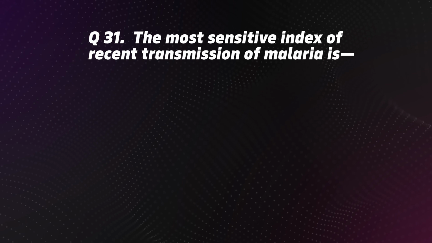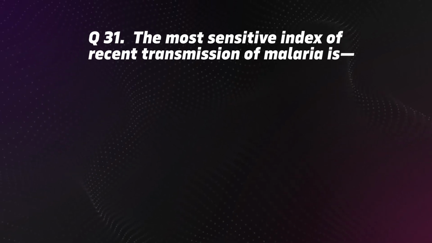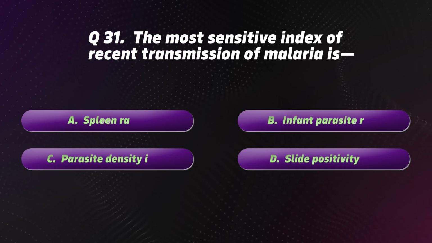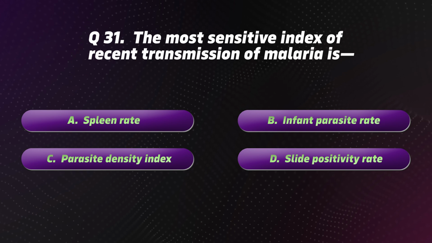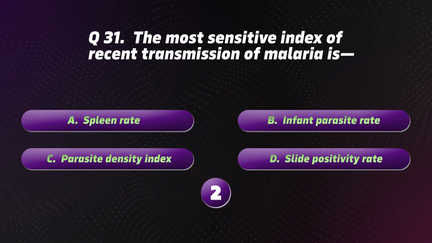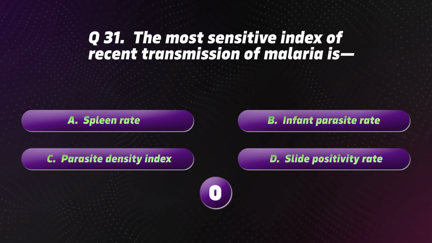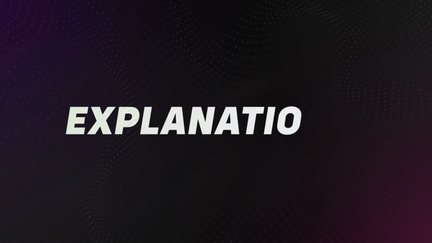Question 31. The most sensitive index of recent transmission of malaria is? Here are the options. A. Spleen rate. B. Infant parasite rate. C. Parasite density index. D. Slide positivity rate. And the correct option is B. Infant parasite rate. Here is the explanation.